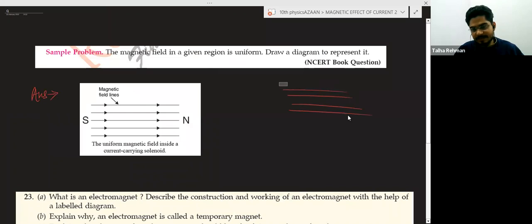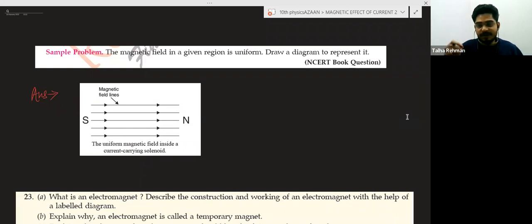We have seen that inside the solenoid, the magnetic field lines are parallel straight lines. Means inside the solenoid, the magnetic field strength is uniform.